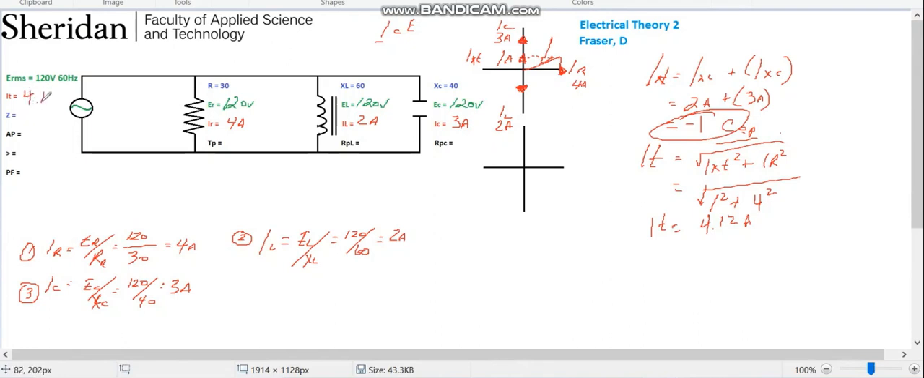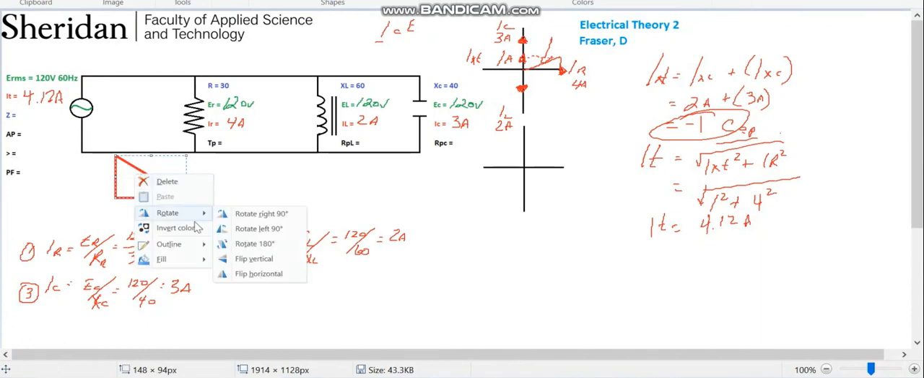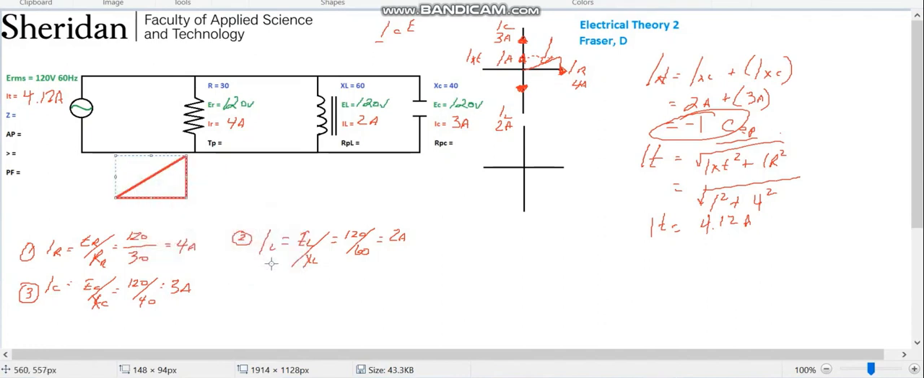That would equal 4.12 amps. So let's take a look at, let's put a triangle in here. Notice I didn't put the triangles in here because I wanted to get you guys to think in terms of what's going on here. All right, so we're kind of looking at it like this, right?